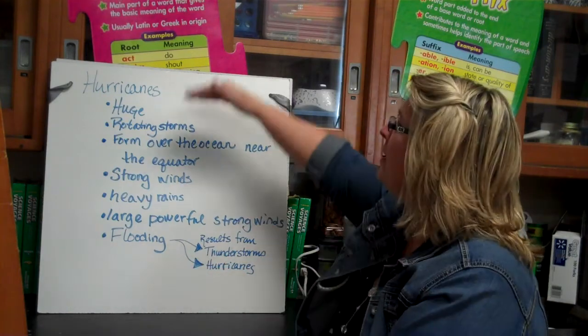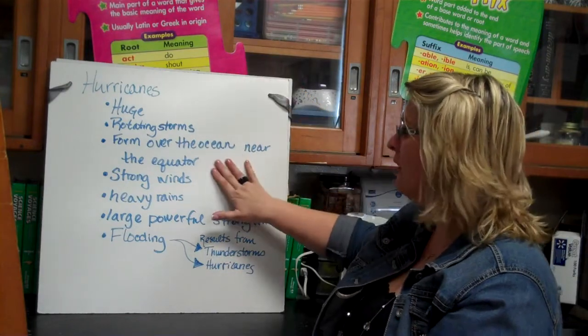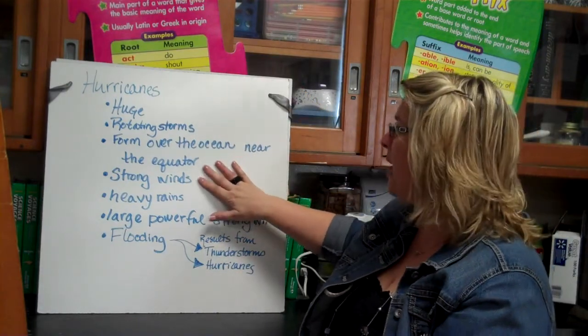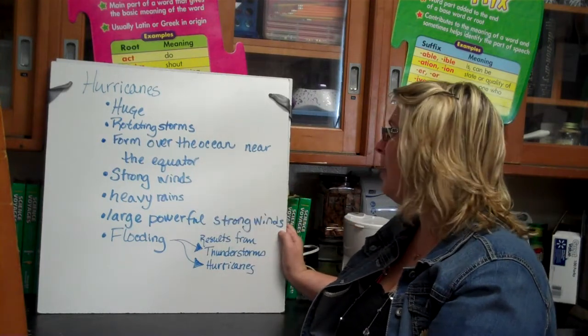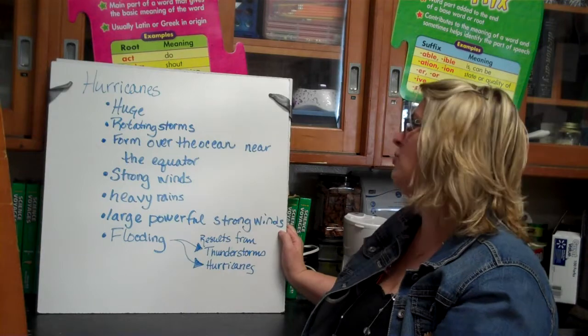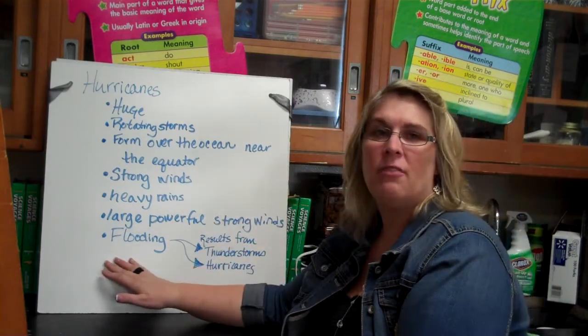Now, hurricanes are huge, rotating storms, and they form over the ocean near the equator. They have strong winds, heavy rains, and very large, powerful winds. They're not just strong, but they're powerful, okay? And they often result in flooding.